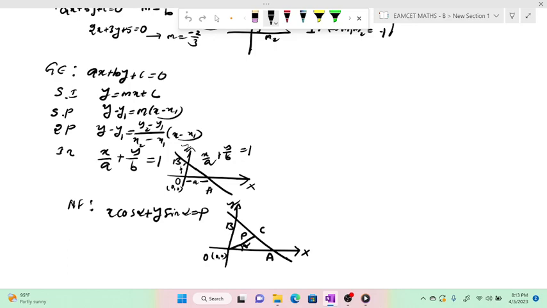Next, the equation of the straight line in symmetric form. Symmetric form is x minus x1 by cos theta equals y minus y1 by sin theta equals r.